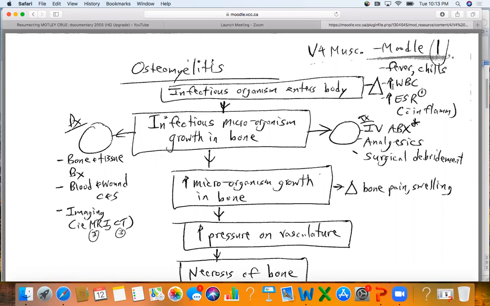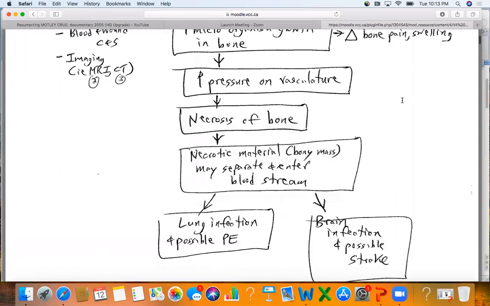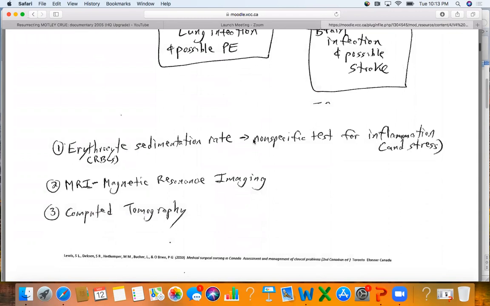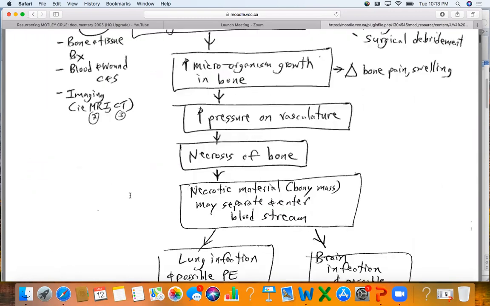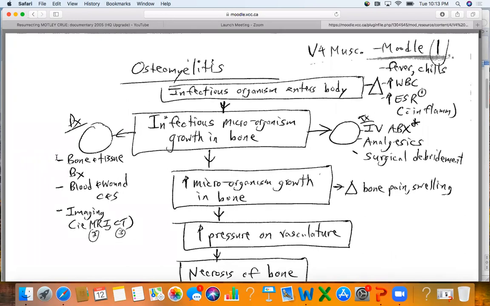Lab results here are basically markers of infection and inflammation. ESR is defined and described down here. So are 2 imaging techniques used to diagnose. Here's our list of some diagnostics. And here's a list of some interventions. Antibiotics, of course, analgesics, and possibly even surgery to get rid of necrotic bone.